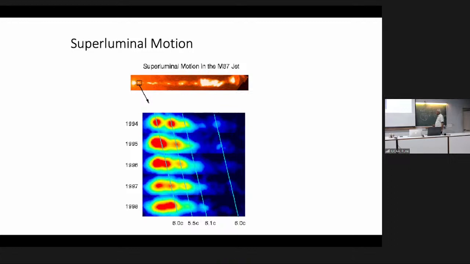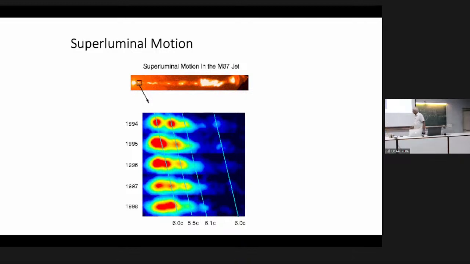You see that this object looked like this in 1994 and like this in 1998. If you mark the points here, and you know the distance of the object, then it must be receding at 6 times the speed of light. When it was first discovered, people thought there was some problem. It actually is an illusion, but it took until Martin Rees provided the explanation.